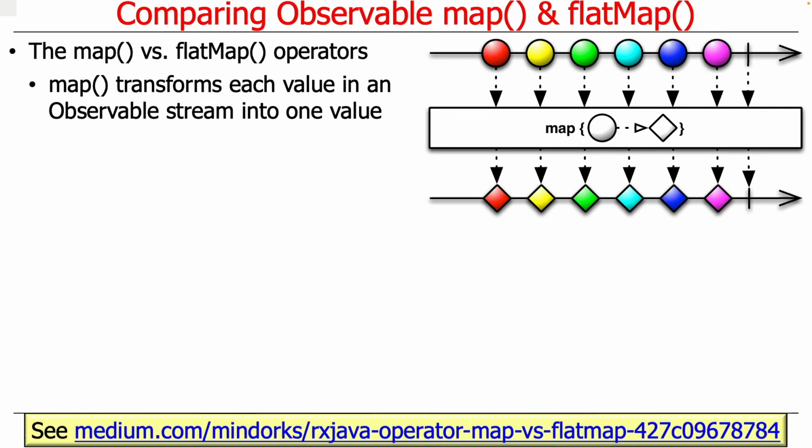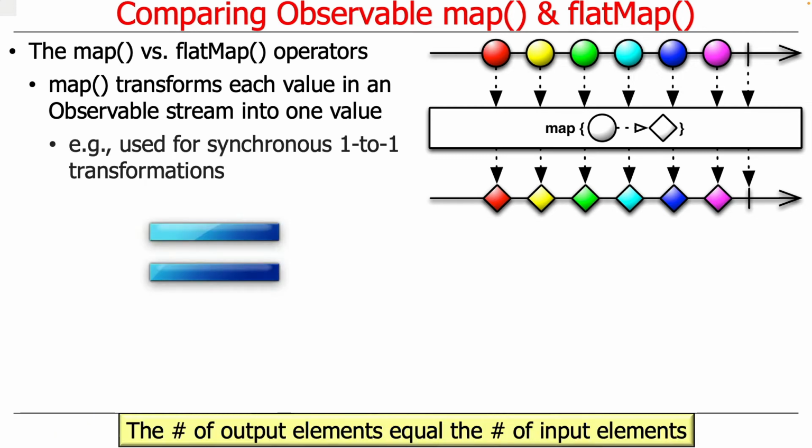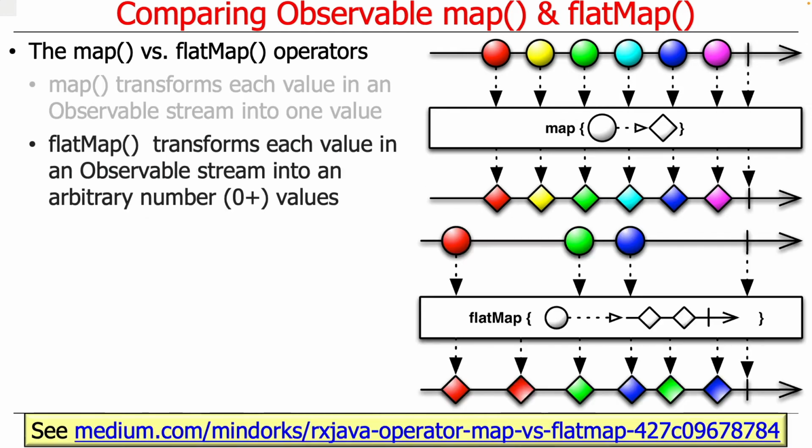So let's compare these two things. Map is an operator that transforms each value in an observable stream that comes in as input into one value. So one value comes in, one value comes out for each value in the stream. It's typically used for synchronous one-to-one transformations. And the thing to note with map, just like with Java streams, is the number of output elements will be equal to the number of input elements, unless something horrible happens, like an exception is thrown that we don't catch. So that's map. And you can see here a visualization of this using a marble diagram.